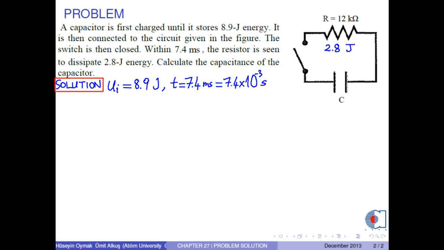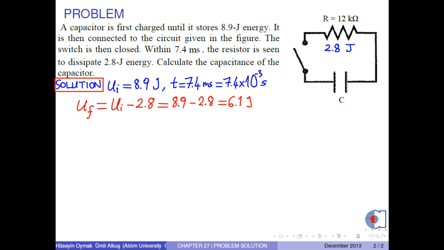First, we find the final energy on the capacitor by the formula initial energy minus the energy dissipated by the resistor, 2.8 joules. Initial energy is 8.9 joules. Therefore, final energy on the capacitor is 6.1 joules.